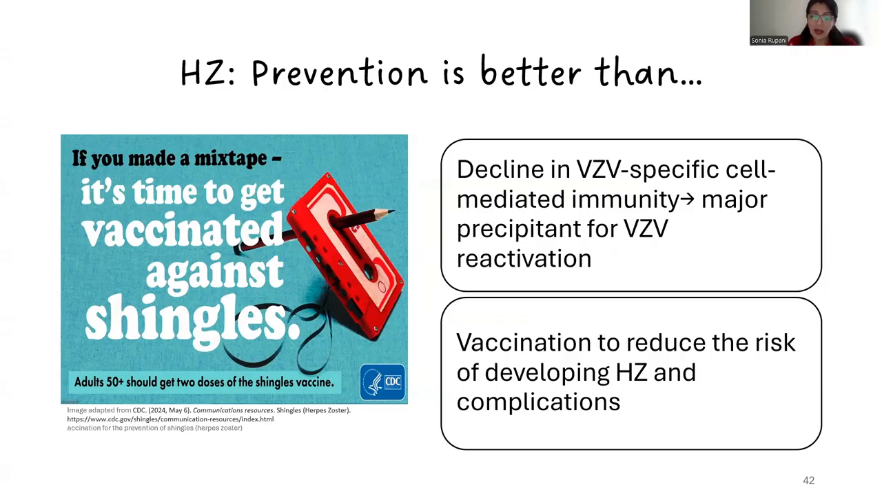So we know declining varicella zoster specific cell-mediated antibody can put patients at risk for the reactivation of this VZV. And we know vaccinations can help reduce this risk of developing herpes zoster, which means we are now reducing the risk of complications. So we'll talk about the vaccine that's available.